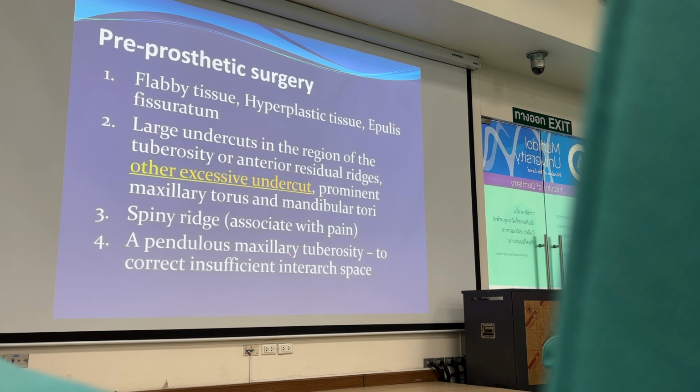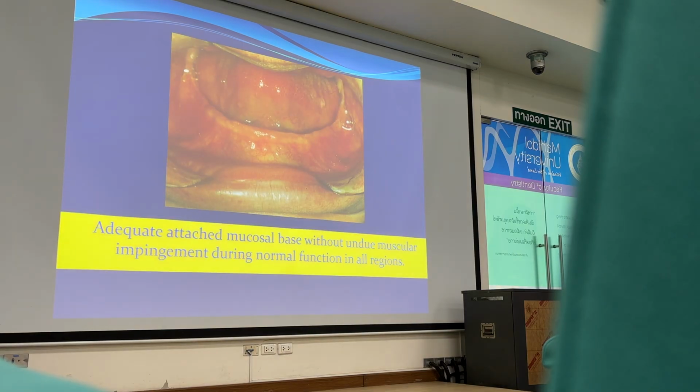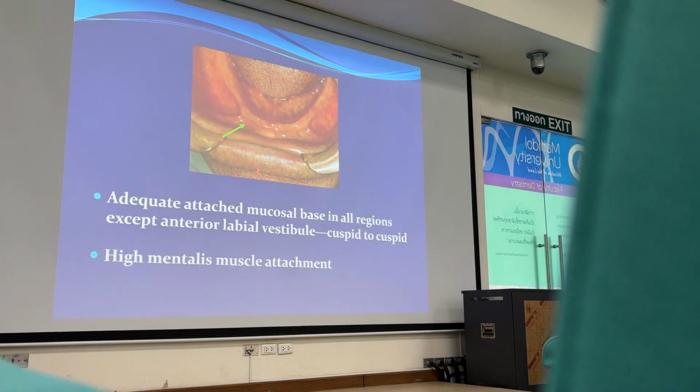Pendulous maxillary tuberosity to correct is something interesting. Sometimes the tuberosity grows down. If it goes into the space for setting up the teeth, then we need to correct it. It's called the pre-prosthetic phase. This one looks like adequate attachment without undue muscular impingement to normal function in all regions. If it looks like this, it's okay, no problem. But if you see some attachment here, it's usually the anterior labial, high mentalis muscle attachment.